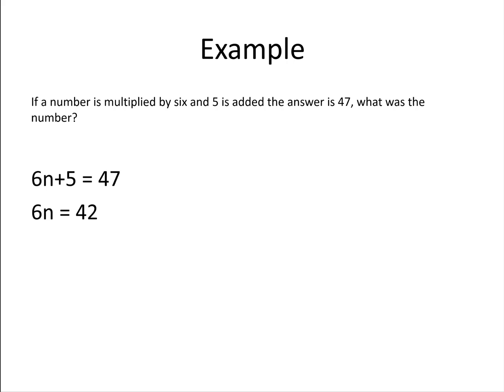I then want to get just n, so I need to divide by 6. But whatever I do to one side, I do the other side. So I'm going to divide both sides by 6, which gives me n equals 7.